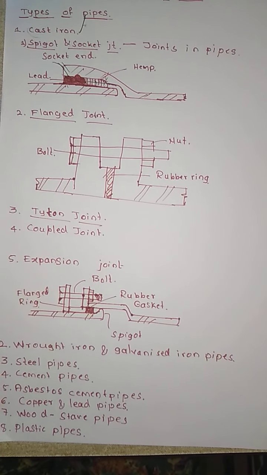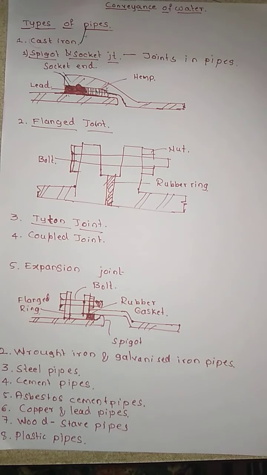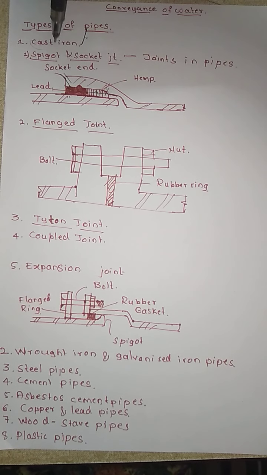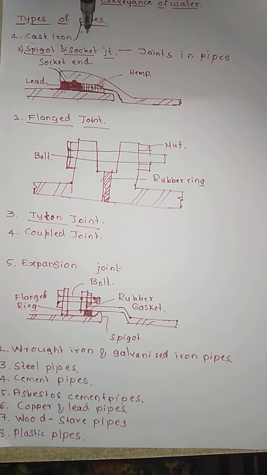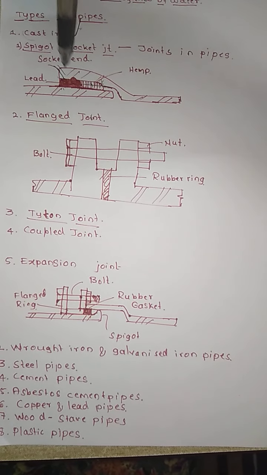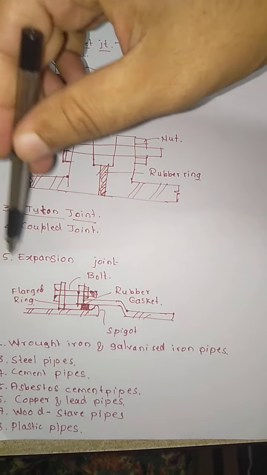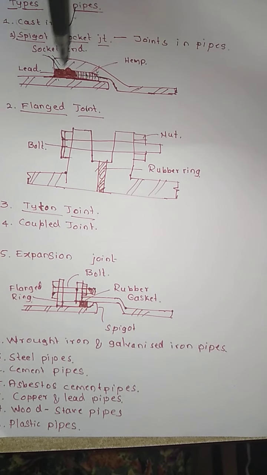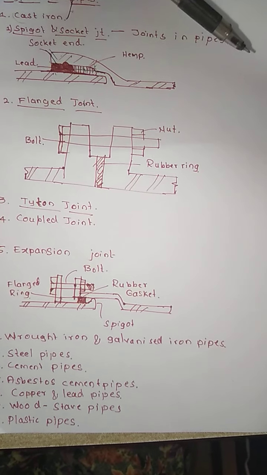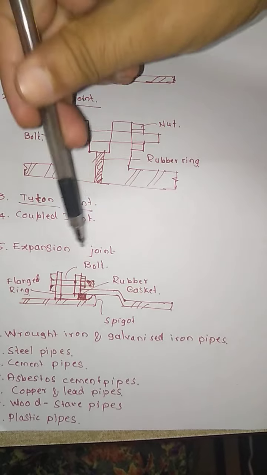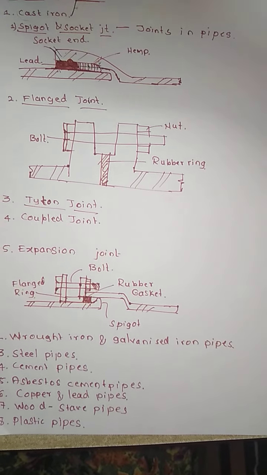Now in the different types of pipes we will be studying the cast iron pipe. In the cast iron pipe we will be using different types of joints. We are going to have 5 joints: the spigot and socket joint, flange joint, Tyton joint, coupler, and then expansion joint. Regarding this we will be studying.